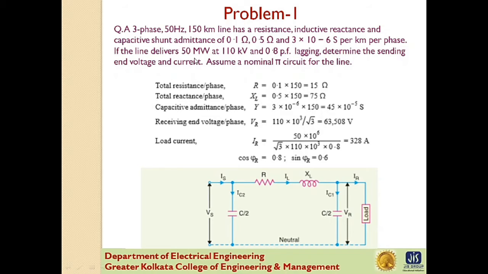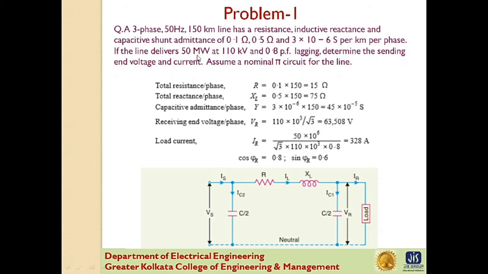Now the receiving end voltage is given, that is 110 kV. First we convert it into volt, so we multiply by 10 cube, and this is the line voltage, so we have to divide this by root 3. We get the phase voltage, which is equal to 63,508 volt.